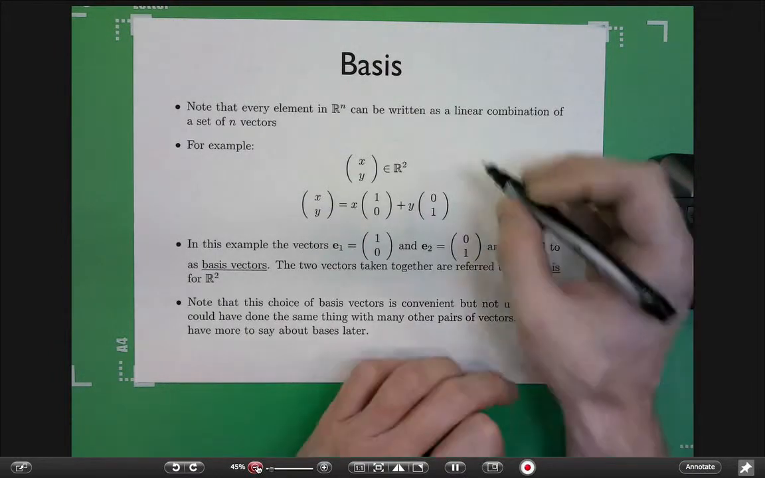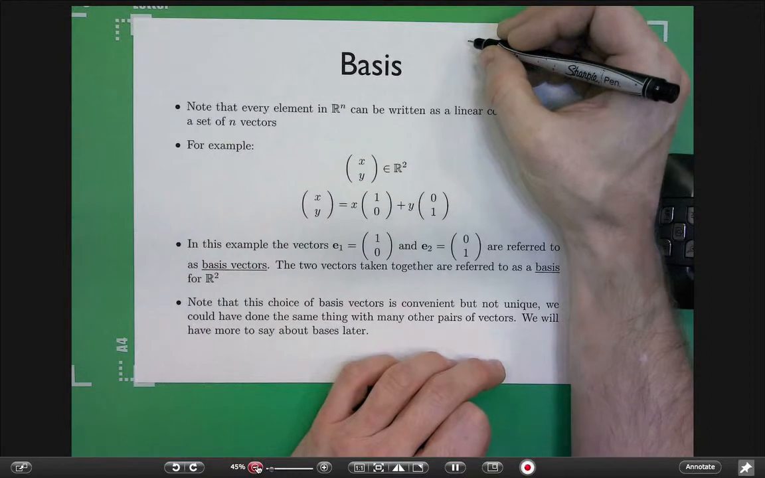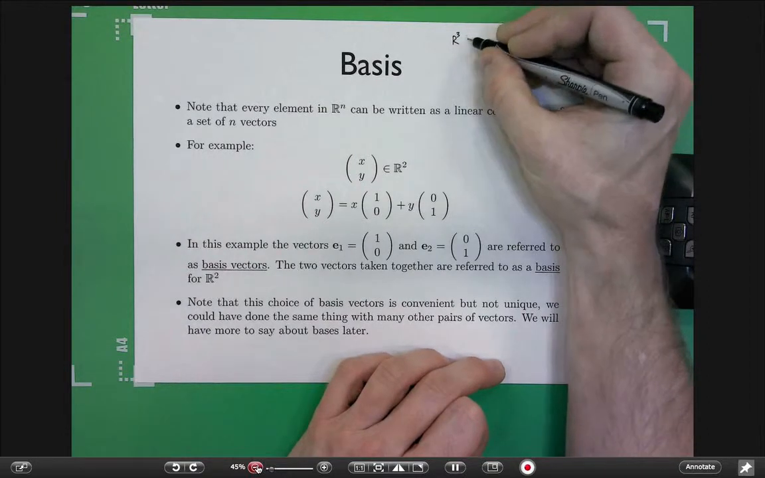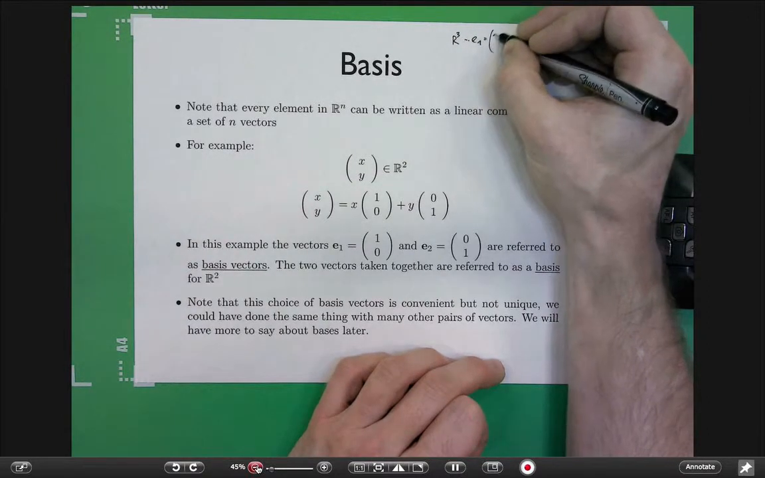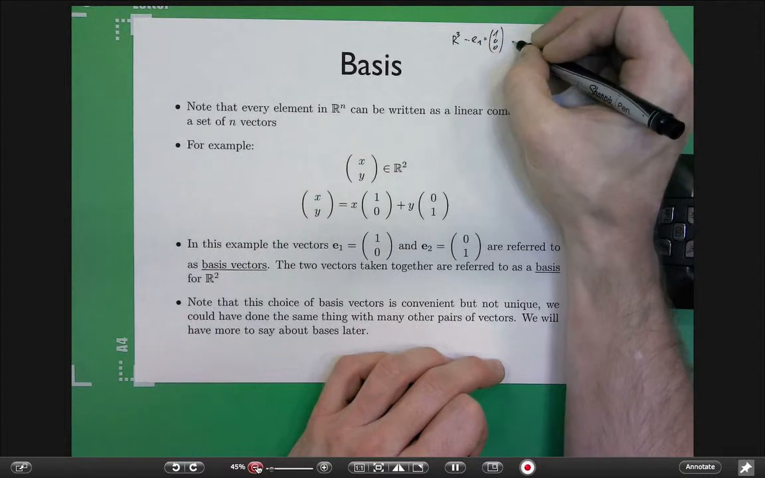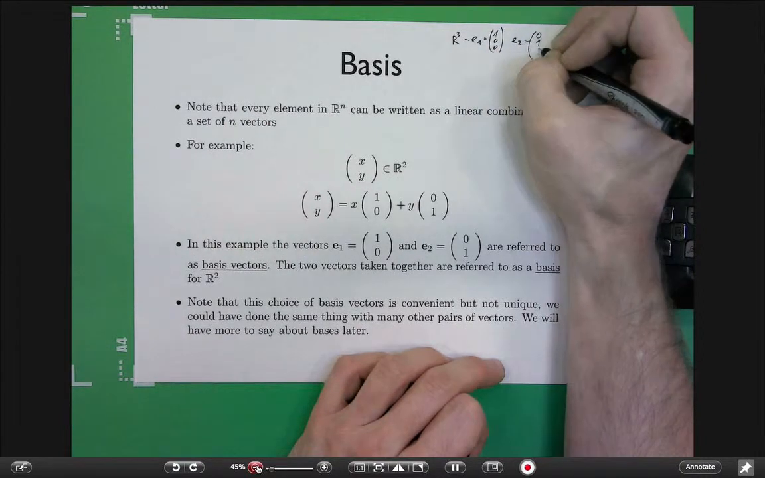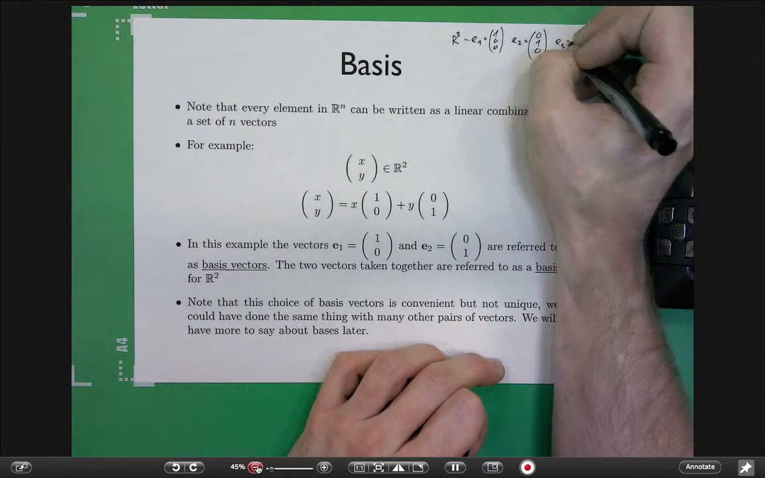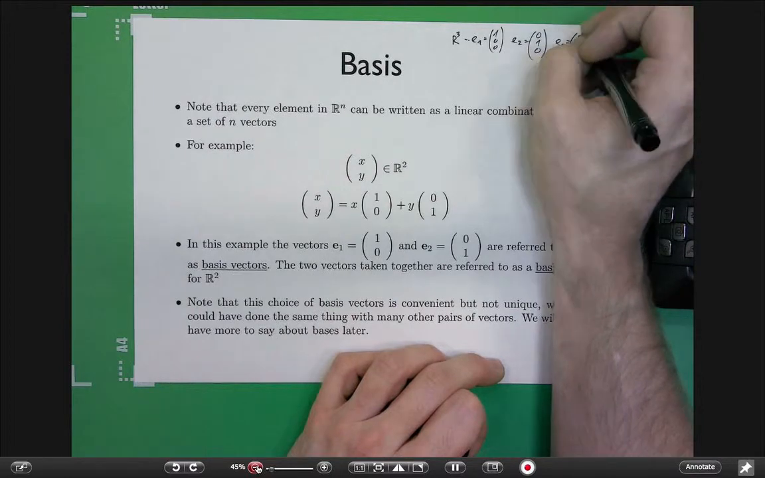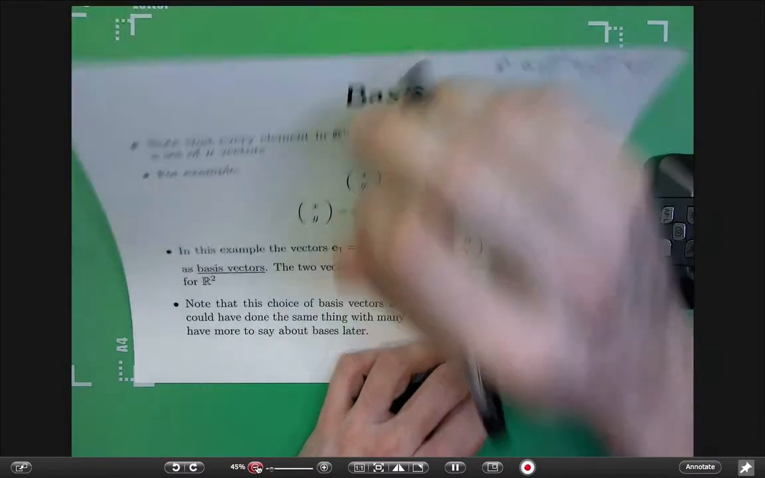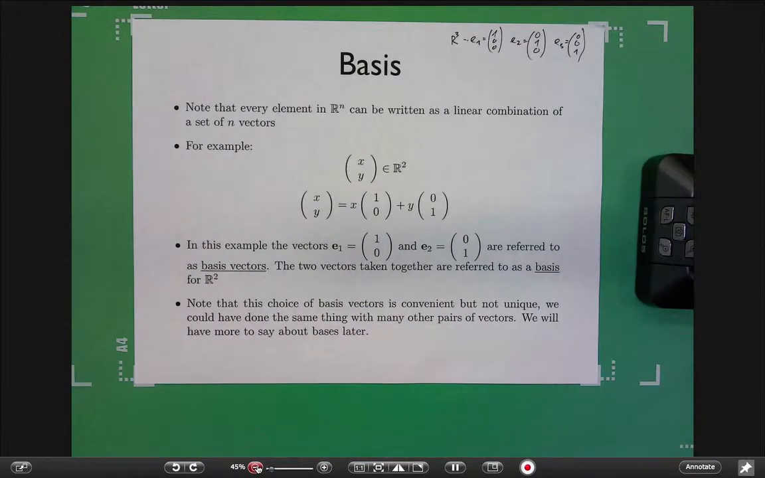So let me actually write it. If I was in R3, then E1 would be (1, 0, 0), E2 would be (0, 1, 0), and E3 would be (0, 0, 1). You can probably imagine what it would be in 4D and so on, right?